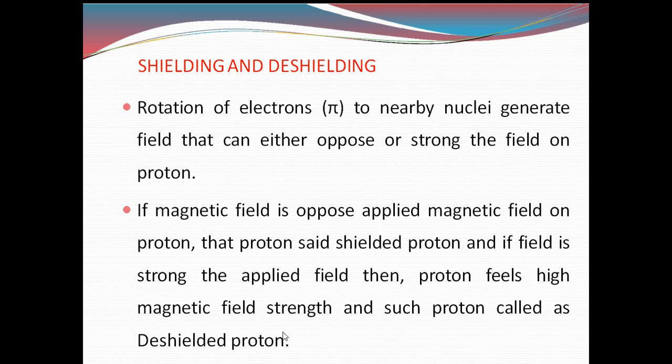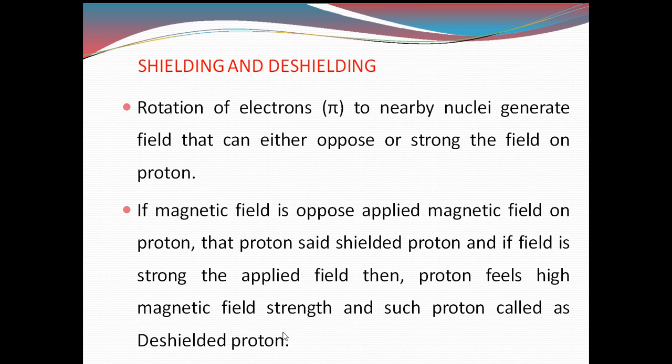So once again I am explaining. What is meant by shielded and deshielded? In the case of a shielded proton, the proton is highly surrounded by a large number of electrons. That means those electrons will create a field, and that field is stronger than the external magnetic field, so that proton is a shielded one. In the case of a shielded one, what do you need? You need to apply a stronger magnetic field.